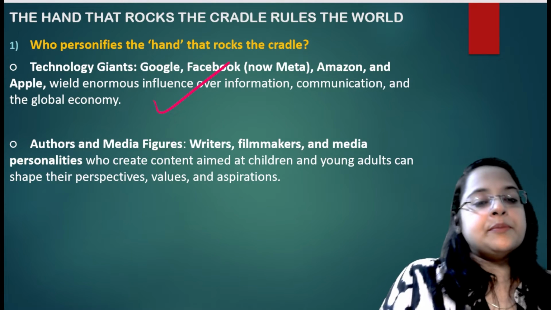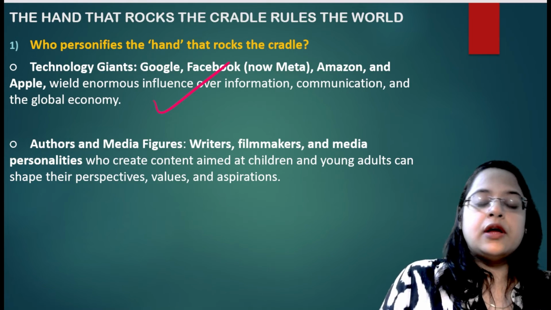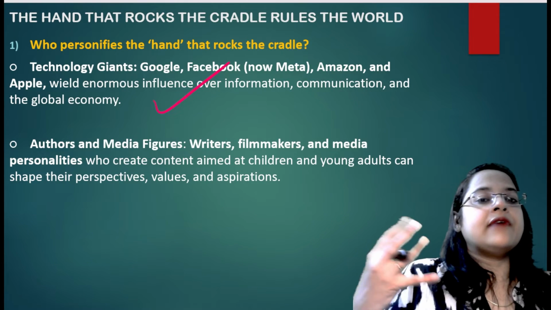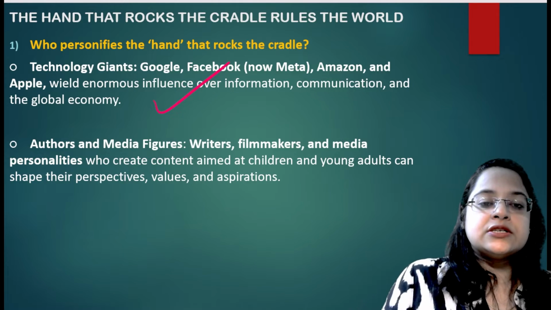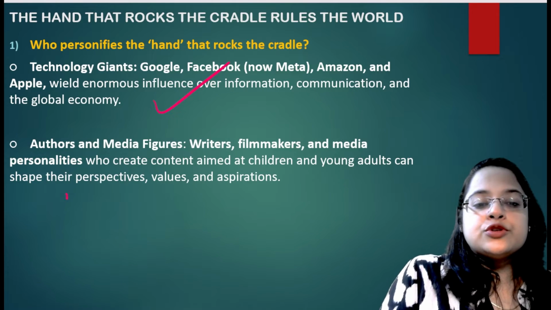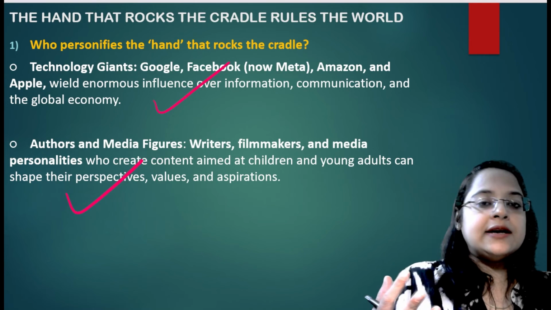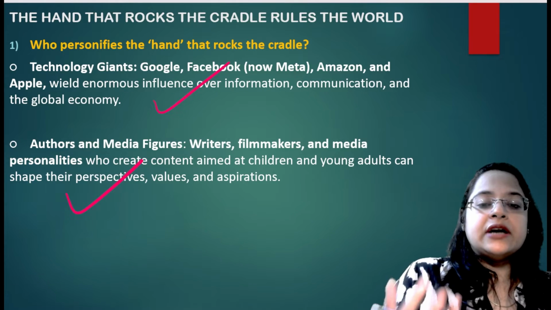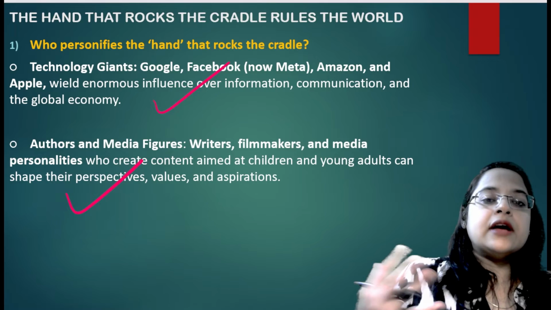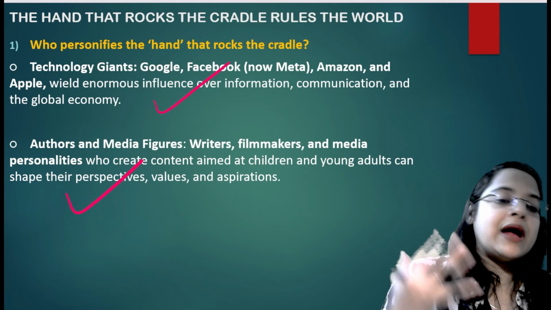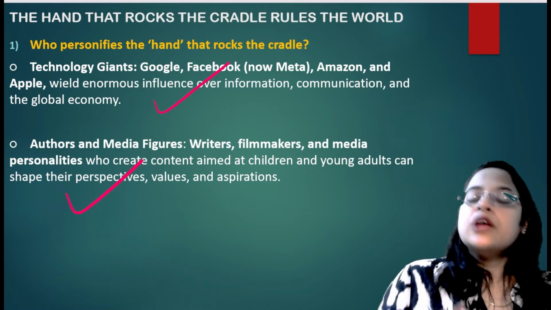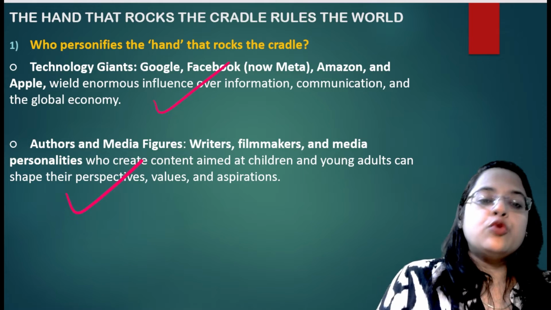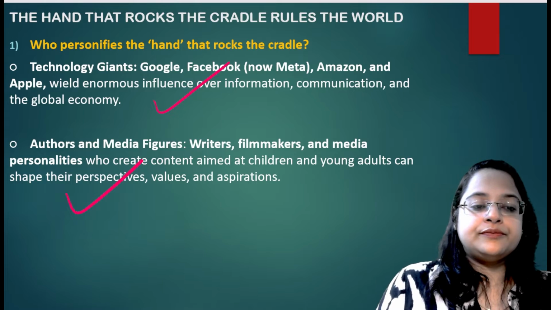Then you can also talk of the contemporary time by giving the example of Google, Facebook, now Meta, then Amazon, Apple, and all other technological giants who have enormous influence over information, communication and the global economy now. Then you can also talk of the authors and the media figures, how the writers, filmmakers, media personalities are creating content every day aimed at children, young adults, and how they are shaping our perspectives, our value system and aspirations in the society. So this is how you have to make your arguments and examples in order to show who personifies the hand that rocks the cradle, right?